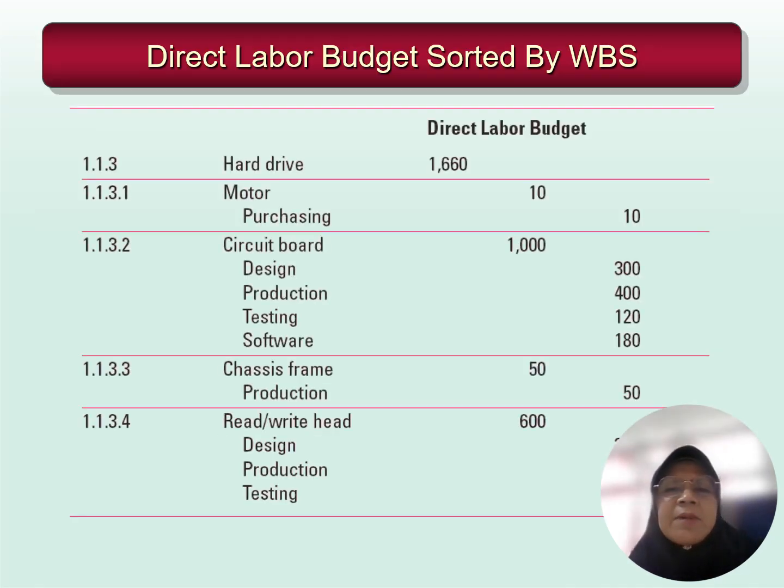Okay, direct labor budget sorted by WBS. So we have to identify the level, and we have to identify the coding or the codes for each deliverable. For example, here for a software project, we must have the hard drive, motor purchasing, circuit board design, chassis frame, production, read and write, design, production, testing. So each of these activities or deliverables is associated with a direct labor budget.